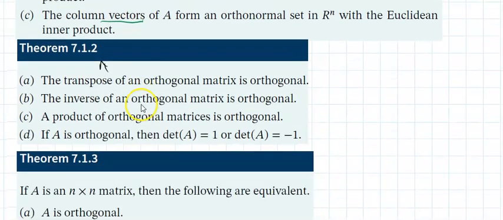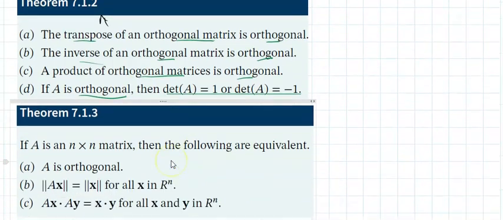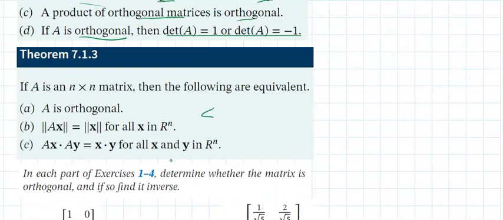Also, these are giveaways. The transpose of an orthogonal matrix is orthogonal. The inverse of an orthogonal matrix is orthogonal. A product of orthogonal matrices is orthogonal. So once you're given it's orthogonal, pretty much any combination of transpose, inverse, there are more. And if A is orthogonal, then the determinant of A is plus or minus 1. That's important to get, so keep that in mind.